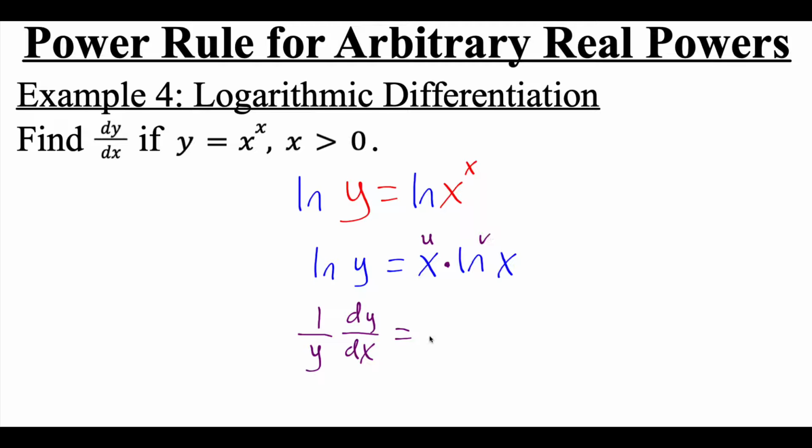So based on the product rule, I'm going to leave the u value the same, which is just x, multiplied by the derivative of the v value, which is going to be 1 over x, plus, now I leave the v value the same, so the natural log of x, times the derivative of u, but the derivative of x is just 1, so multiplying by 1 doesn't really change anything here.